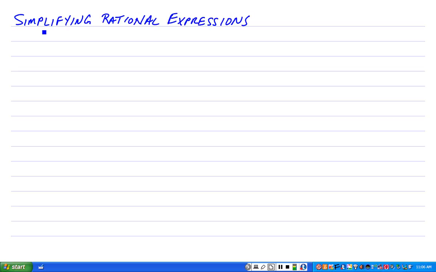Alright, in this lesson we will discuss simplifying rational expressions. To a degree, when you think of simplifying rational expressions, you want to associate that with what we do with reducing fractions. Okay, now let's look at our first problem, our first example.